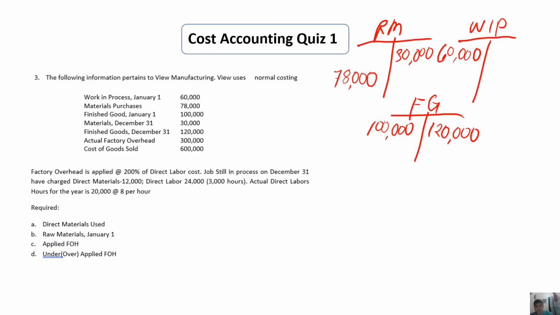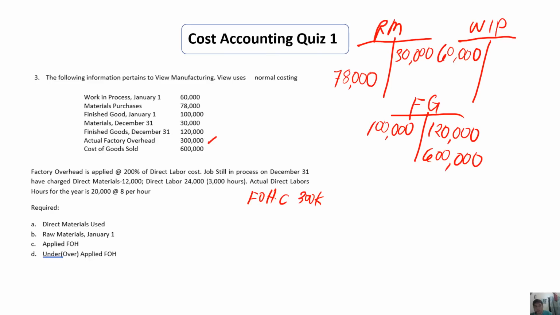Then, actual factory overhead. Actual factory overhead is not part of the T account, because it differs from the applied; what we record in work in process is only the applied factory overhead. So let's hold the actual factory overhead for now and use it later. I'll just put here factory overhead control, which is 300,000 pesos. Also given is the cost of goods sold, which is 600,000 pesos.